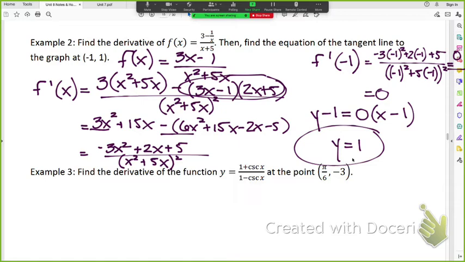What formula do I need to use for example 3? Quotient rule, right? Now, quotient rule is going to require me to do something with cosecant of x. We haven't done a whole lot with cosecant.